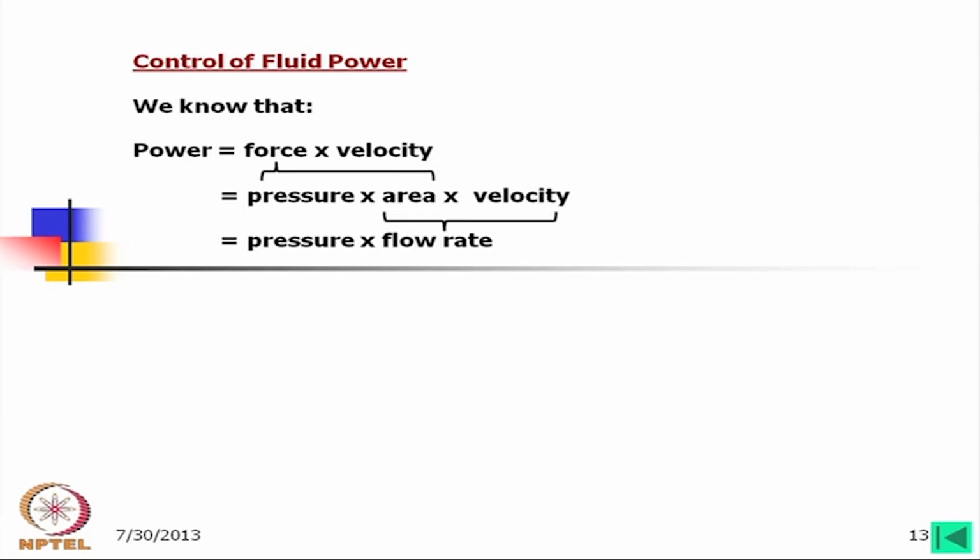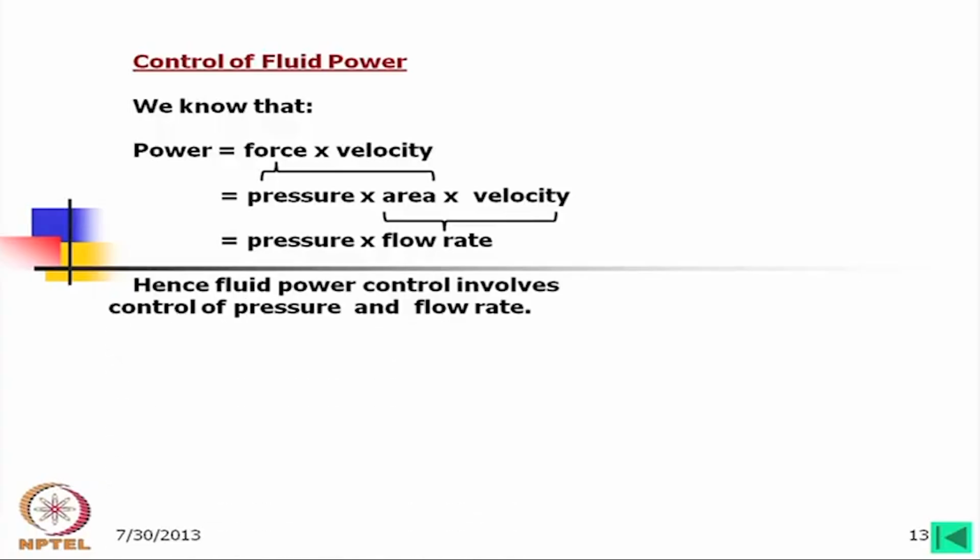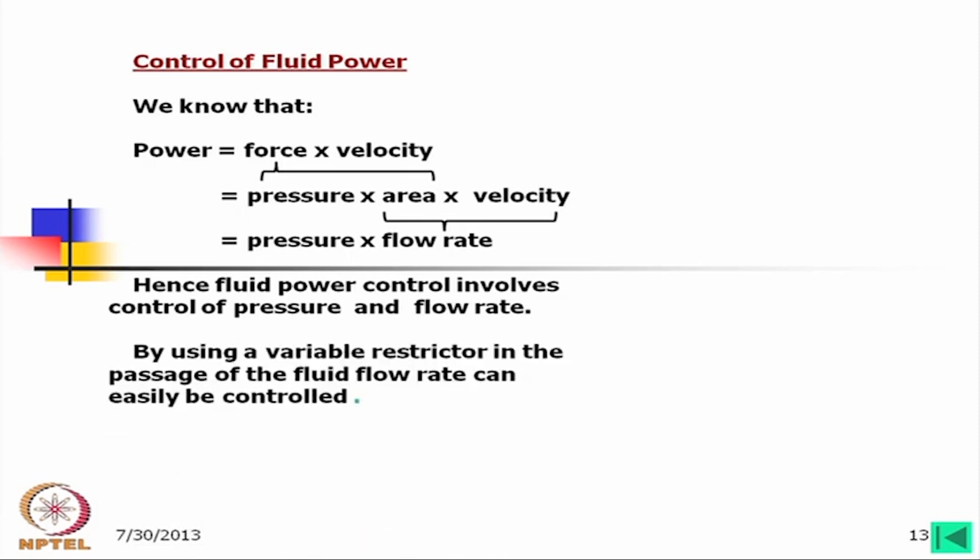the output of a pump, but we should remember the pump output is the flow rate, not the pressure. Pressure is experienced by the load we are transmitting or the motor torque to transmit the load. Hence, fluid power control involves control of pressure and flow rate. By using a variable restrictor in the passage of the fluid flow, rate can easily be controlled.